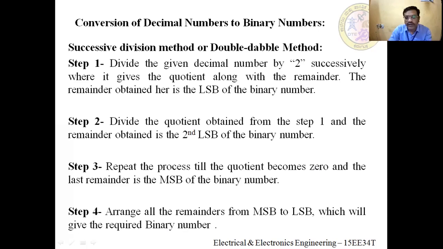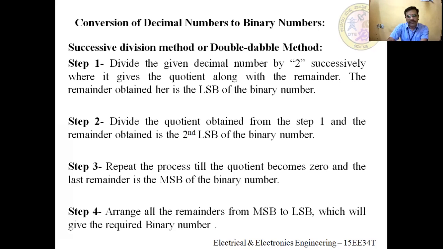Okay, so this is the procedure for the successive division method. Very simple. Step number 1, take the given decimal number, divide by 2, you will get the quotient and remainder. The remainder obtained is the first LSB of the required binary number. In step number 2, you take the quotient of step number 1, again divide it by 2, again you will get quotient and remainder. The remainder in step number 2 will be the second LSB of the binary number.